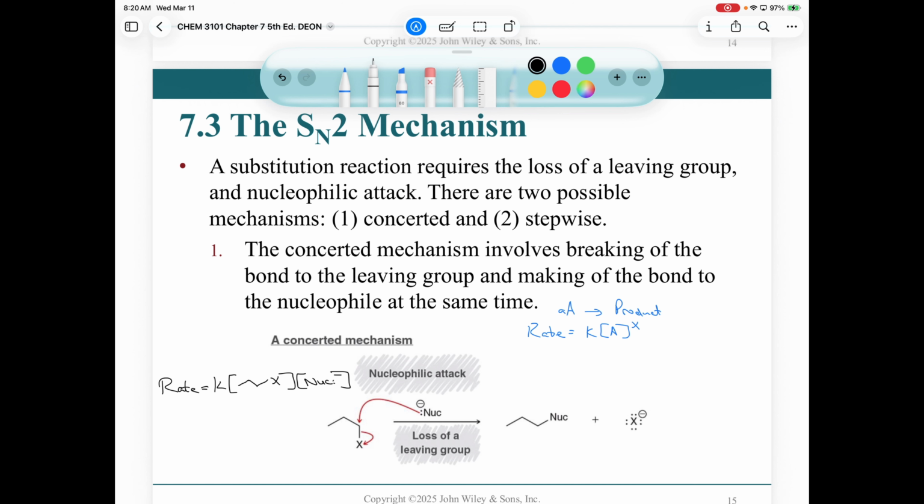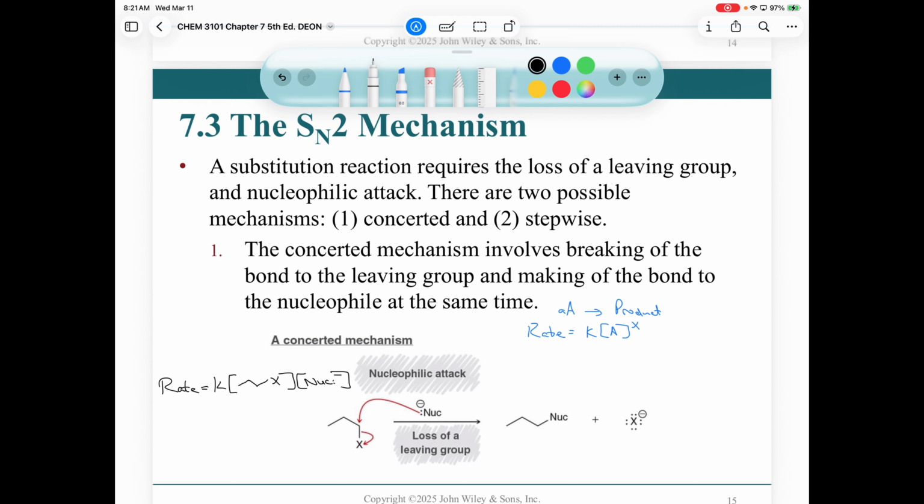What would happen to the rate? I'll ask you guys. What happens to the rate of the reaction if we doubled the concentration of the nucleophile? What would happen to the rate? It would double, right? You'd have rate is equal to 1 times 1 times 2. You with me on that? What would happen if you tripled the concentration of the alkyl halide and just leave the nucleophile the way it is? It would triple, okay?